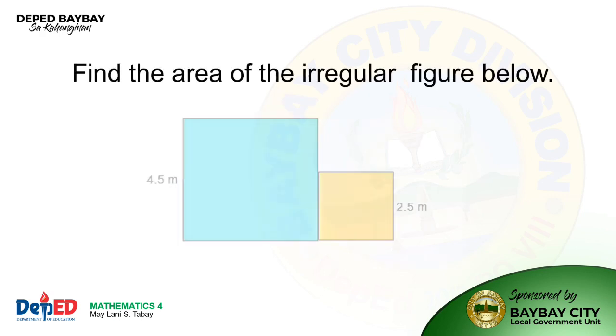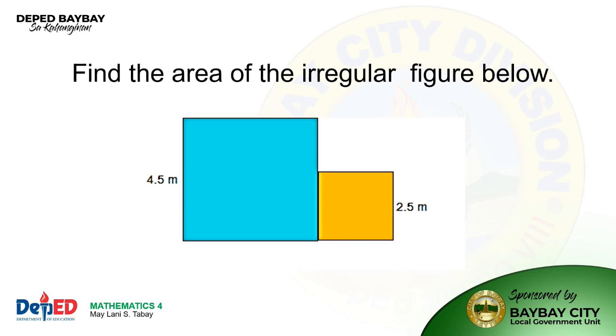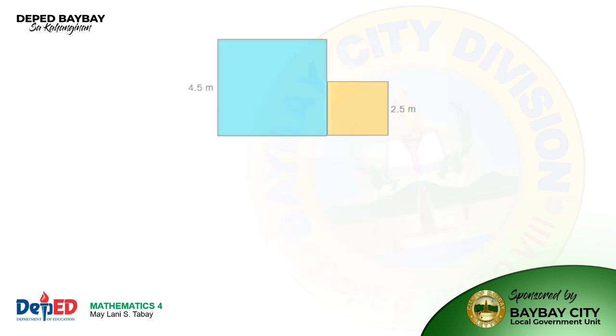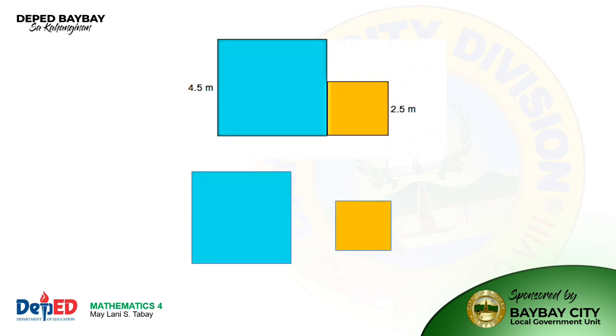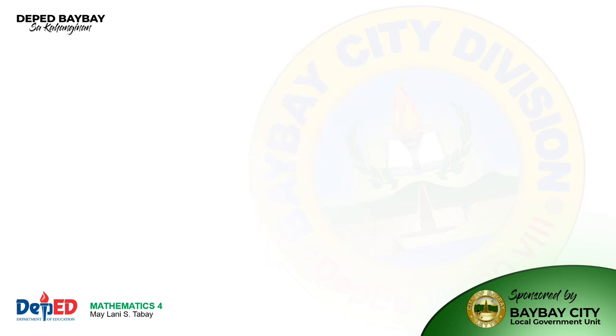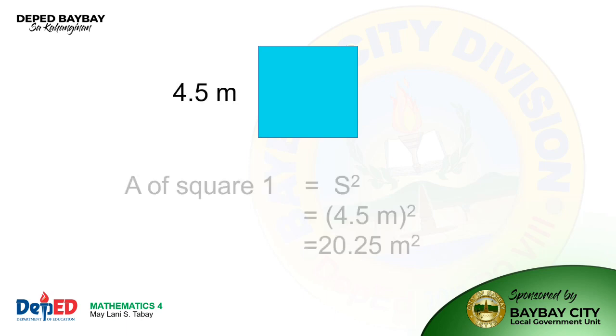Now, let's take example number 2. Find the area of the irregular figure below. The irregular figure was formed by two squares. Let us solve for the area of the first square. Area of square 1 equals s squared equals 4.5 meters squared is equal to 20.25 meters squared.